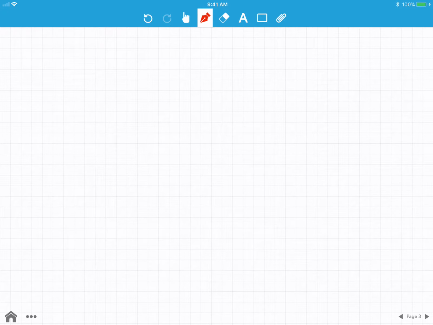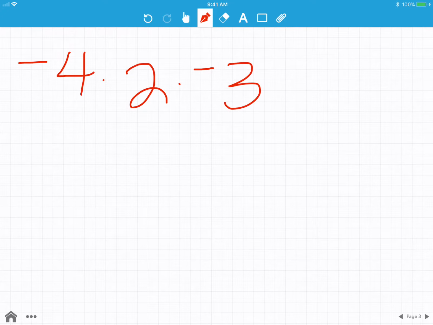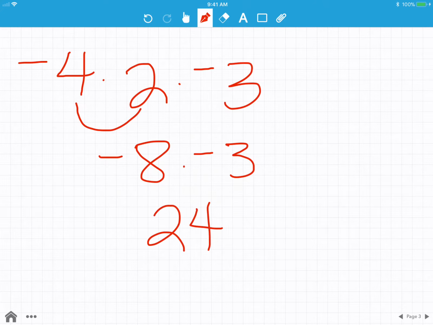Now you'll have to break it up a bit when you start putting more factors in there. So in this case, we have negative 4 times positive 2 times negative 3. So negative 4 times a positive 2 will give you a negative 8. Then when you bring down that negative 3, you now have a negative times a negative. What kind of answer will I get? That's right, a positive 24.